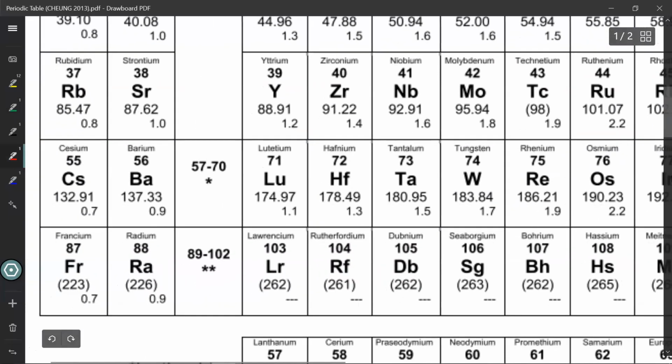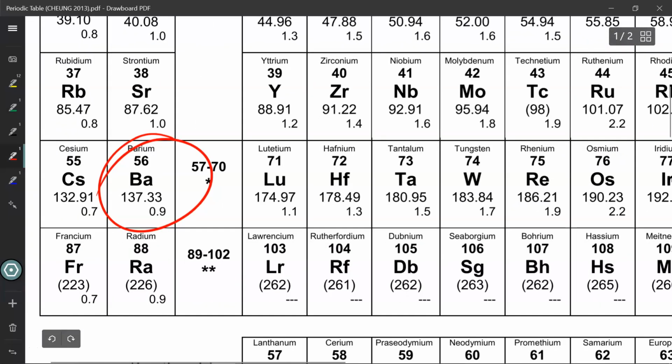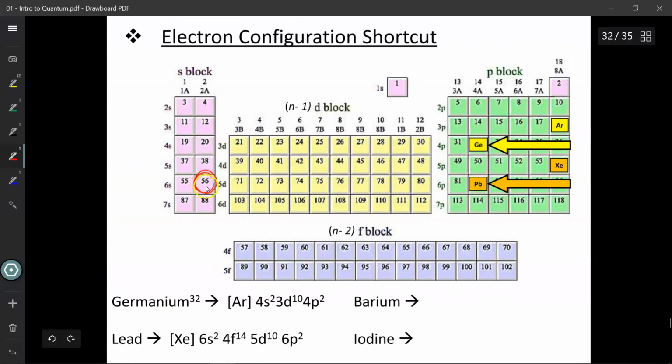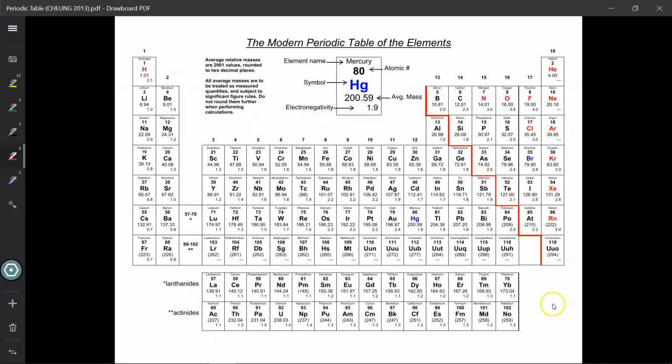Alright, so barium is number 56, and the noble gas before barium would have been xenon. So I'm just going to write down square bracket Xe for xenon, followed by 6s1 and 6s2, and that's it. That is the electron configuration shortcut method for barium. Otherwise, if you had done the long method, I don't think it'd even fit in the space over here.